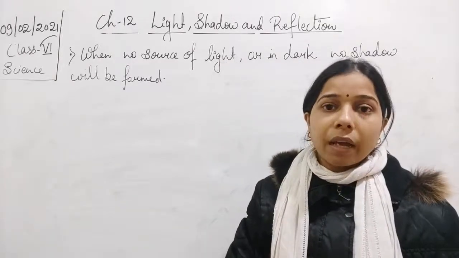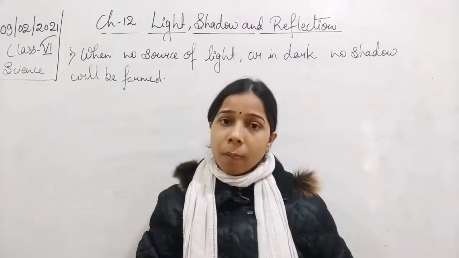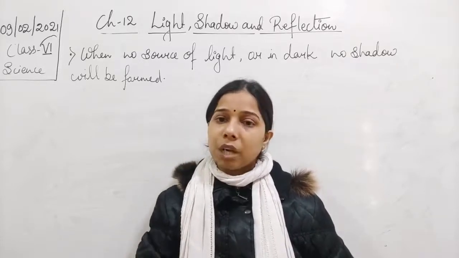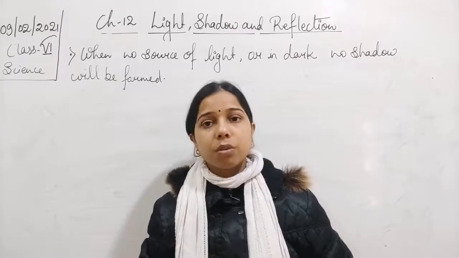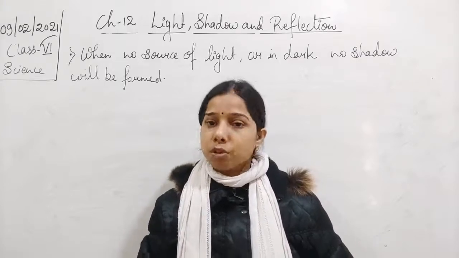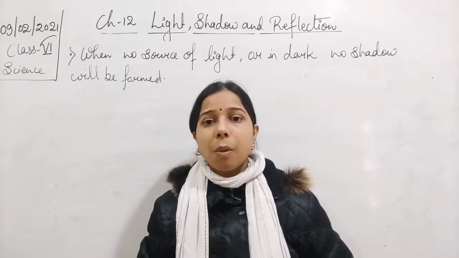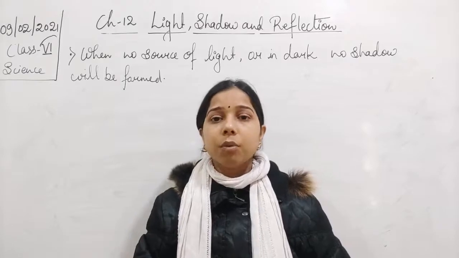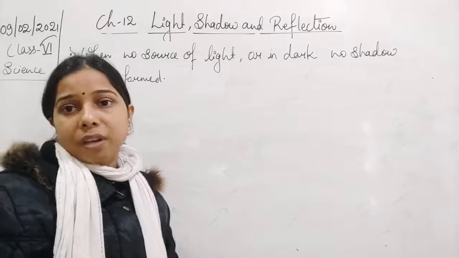So source of light, a screen will be there. If the source of light is very small, then also the shadow will be very faint. If the source of light is very large, then also the shadow will be very faint. No light will be there, in a dark room, no shadow will be formed. So these are some of the essential conditions and some of the reasons why shadow is formed, why shadow is not formed.